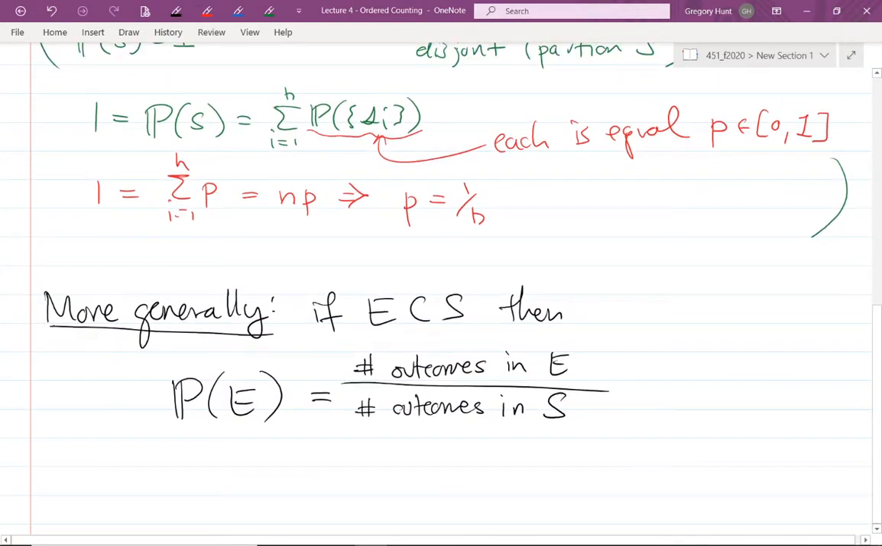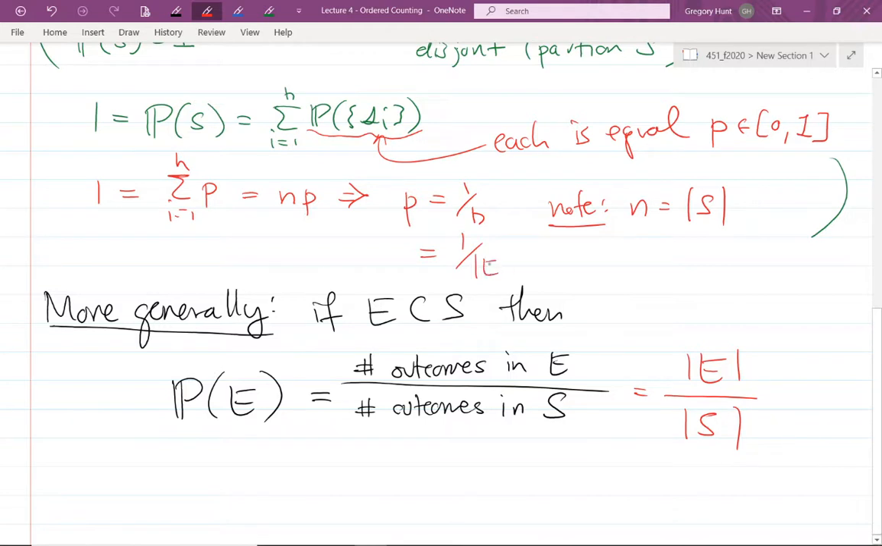And this follows from our finite sample space theorem and the fact that the probability of each of these is 1 over the number of things in S, right? So N, note here that N is equal to the number of things in S. This fraction here is just the cardinality of E over the cardinality of S. And so the probability of any individual outcome is 1 over the cardinality of S. And so we can just add up 1 over the cardinality of S. How many times do we add up? Well, we add up as many times as the number of outcomes in E.